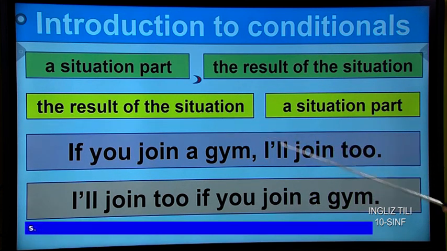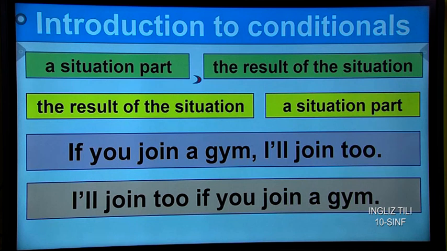If you begin with the result part, you don't have to use a comma between two parts of the sentence.